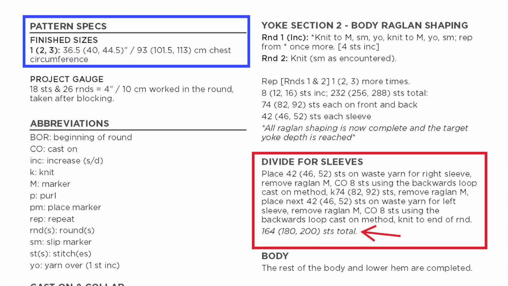Okay, so let's go back to the example on the screen. We've got 3 finished sizes in the pattern. These are in the blue box in the top corner, sizes 1, 2, and 3. And the information that we're looking for is in the red box where we are dividing the sleeves from the body. As you can see from the pattern, once you've divided the sleeves out and before you start the body, we have a total of 164 stitches for size 1, 180 stitches for size 2, and 200 stitches for size 3.